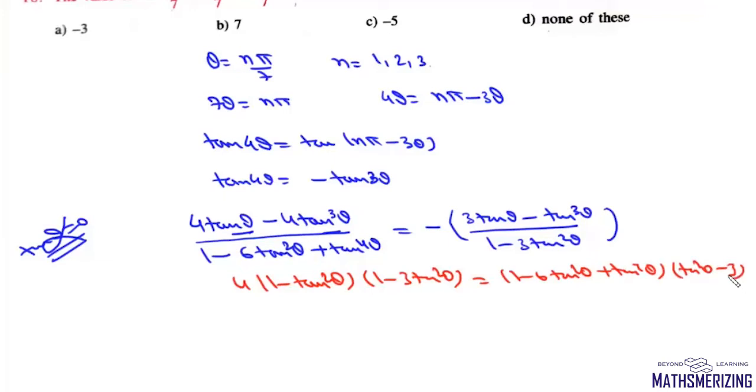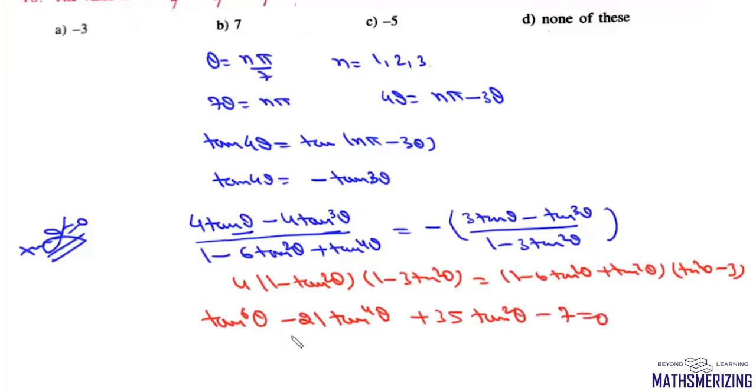Now we'll multiply these two expressions and simplify. We'll get this equation as tan to the power 6 theta minus 21 tan to the power 4 theta plus 35 tan square theta minus 7 equals 0.